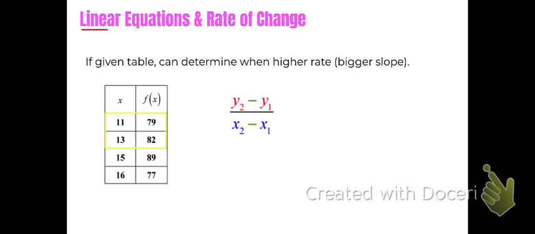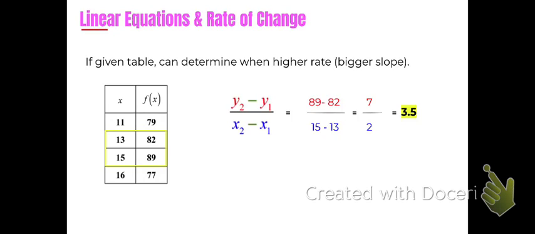If you are given numbers in a table with x's and y's, or f of x, which is the same as y, and you're asked where the highest rate is, then you can pick 2 rows at a time and calculate the slope, the rate. It's the change in the y's, so you subtract the y's from each other, divided by the change in the x's. So 82 minus 79, divided by 13 minus 11. So the rate between those first 2 rows is 11.5. The rate here is 3.5.